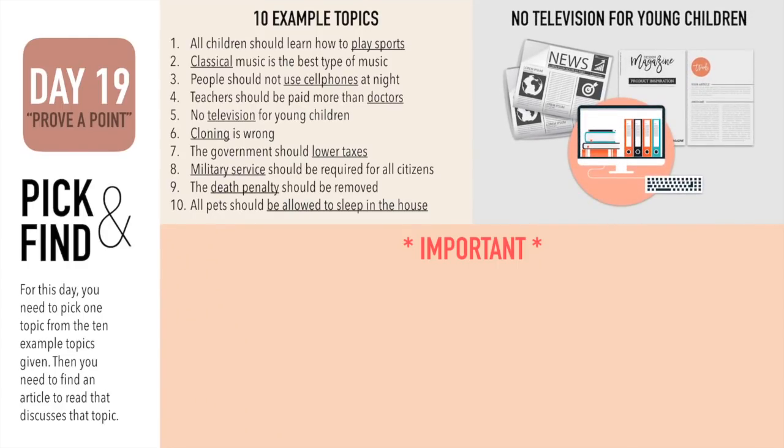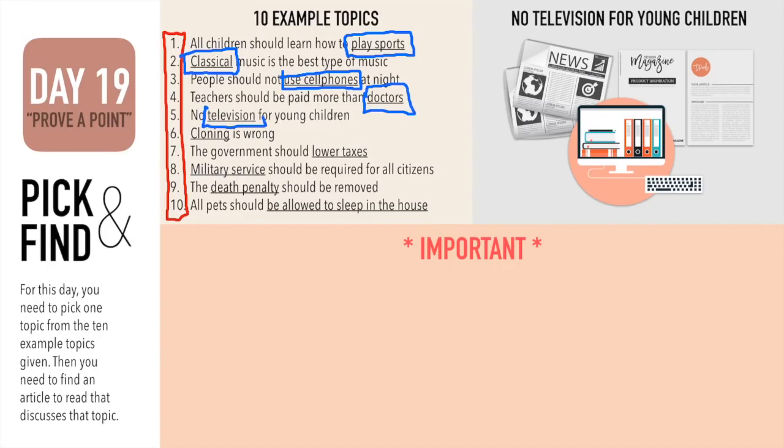So right here we have 10 example topics. Now, what you'll notice here is that I have underlined certain parts of these examples. The reason I underlined them is because you can change this part. For example, I said, all children should learn how to play sports. Well, you can change that. You can say all children should learn how to play music or play a musical instrument. Okay, you can change that part. So it's up to you. Now, again, these are just examples to give you a head start when you're trying to practice and improve your writing skills. Okay.